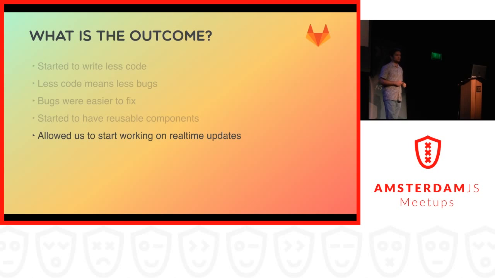Or for example, when someone writes a new comment on your merge request or issue, all we need to do is basically get the data and push it into the discussions array, and we will just render it. So we basically don't need to do anything. And this is a really huge moment for us to go on the real-time updates path.